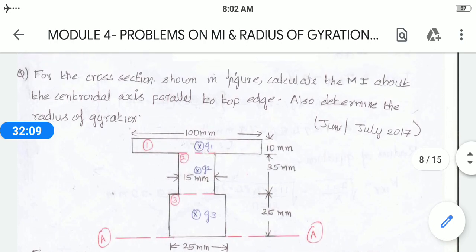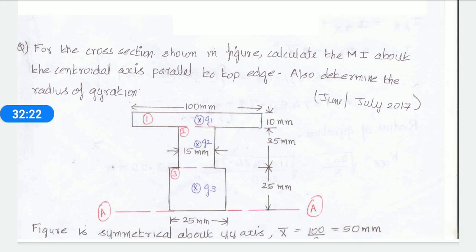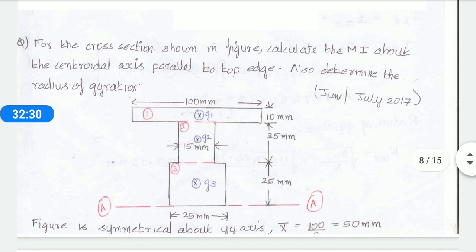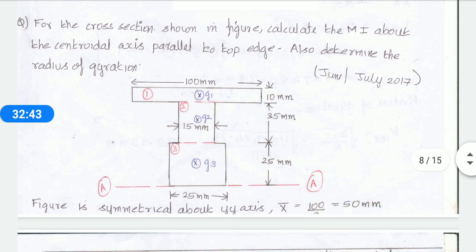Okay, see this problem. For the cross section shown in the figure, calculate the MI about the centroidal axis parallel to the top edge. Also determine the radius of gyration. Our ultimate aim is to find the radius of gyration about any axis. They have not mentioned anything except that it is parallel to the top edge. Parallel means it will be I_xx, right? We have to find I_xx and the radius of gyration corresponding to the I_xx value. That means the radius of gyration is equal to the square root of I_xx divided by A.